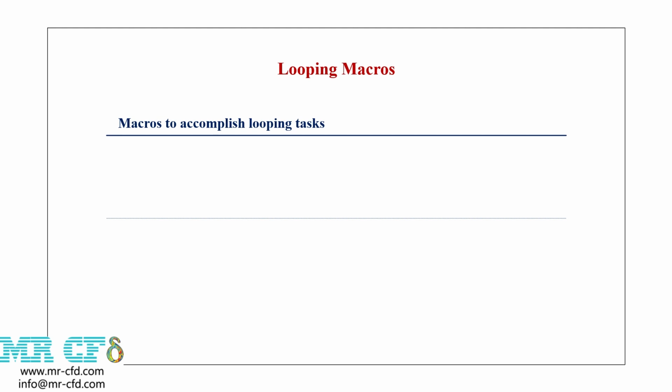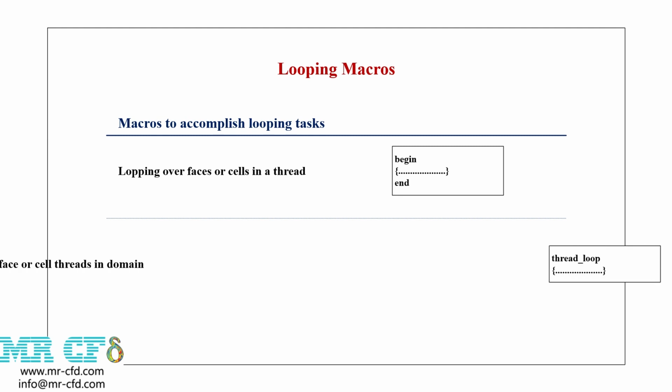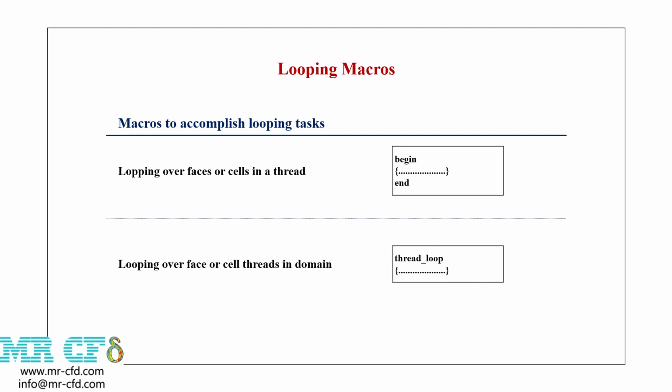Here we introduce 2 general categories of loop macros. The first type of loop macros begins with the statement begin and ends with the statement end. These macros are applied to cells and surfaces present in the thread and calculate and execute the function defined within brackets for each surface or cell. While the second type of loop macros operate on multiple different threads and include a single statement, not in pairs with begin and end, and execute the operation specified within brackets.